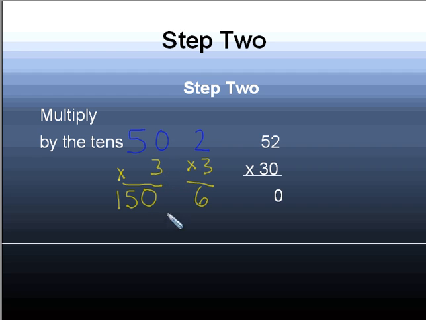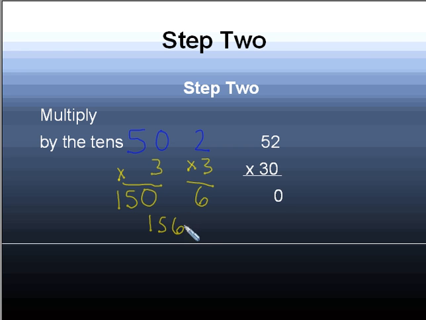Using the distributive property makes it a lot easier when we break it up into the tens and ones when we do our multiplication. Now we've got 150 plus 6. We need to add those back together because we broke apart our 52 into 50 and 2. Now we need to rejoin them as we make our final answer. 150 plus 6 is going to give us 156.